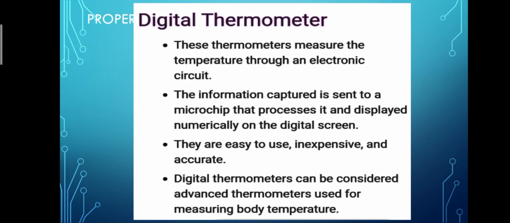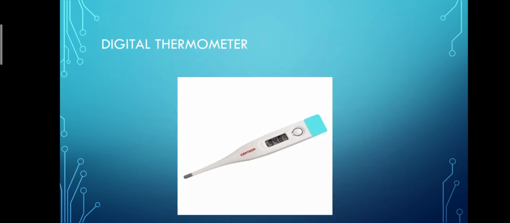Digital thermometer. These thermometers measure the temperature through an electronic circuit. The information captured is sent to a microchip that processes it and displays it numerically on the digital screen. They are easy to use, inexpensive, and accurate. Digital thermometers can be considered advanced thermometers used for measuring body temperature. This is the digital thermometer.